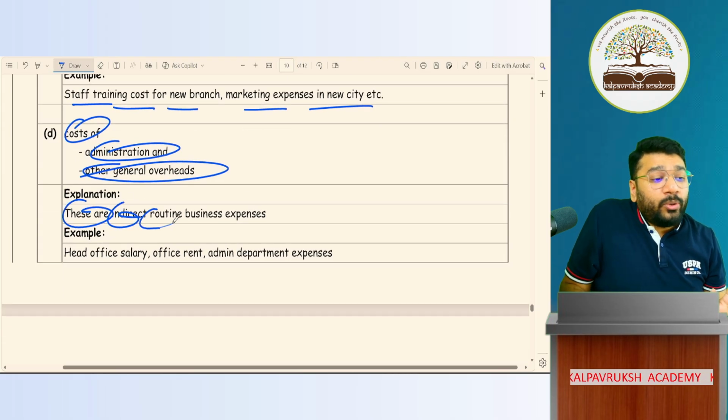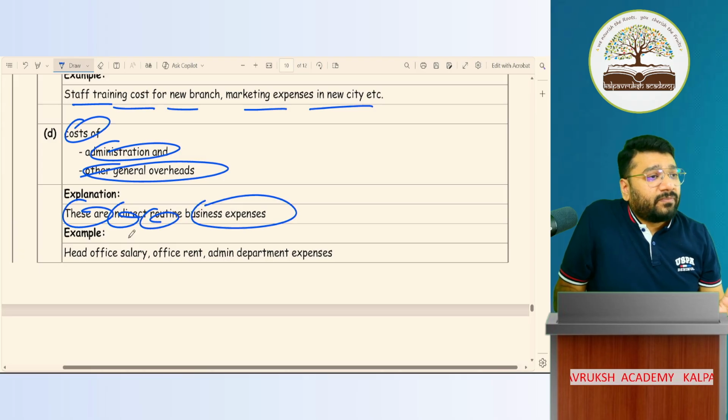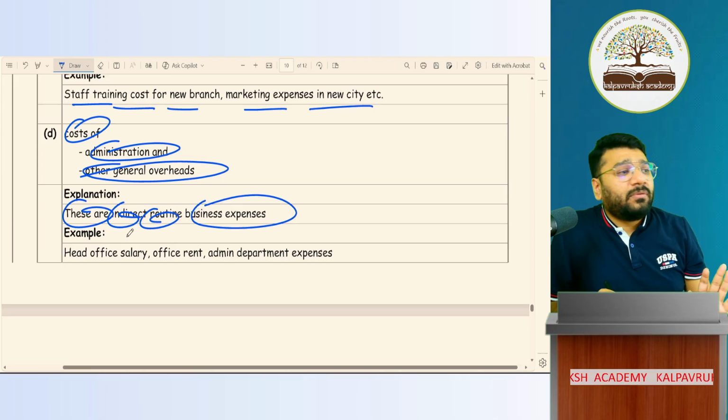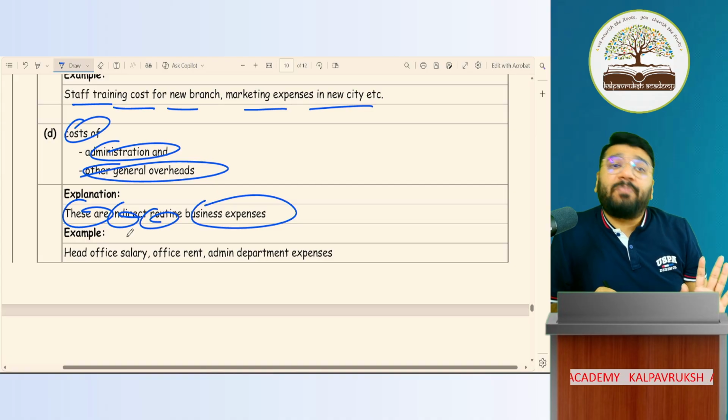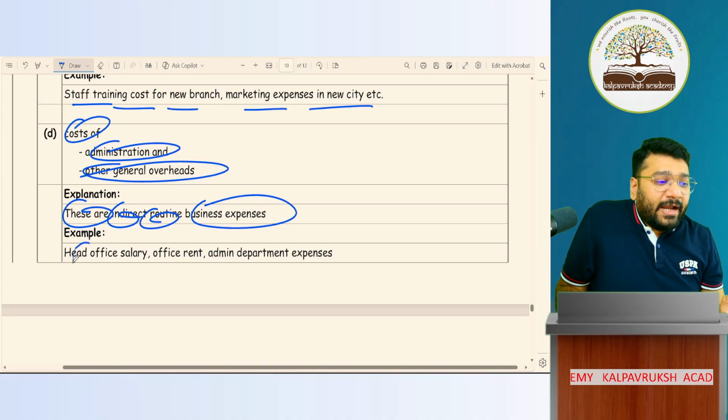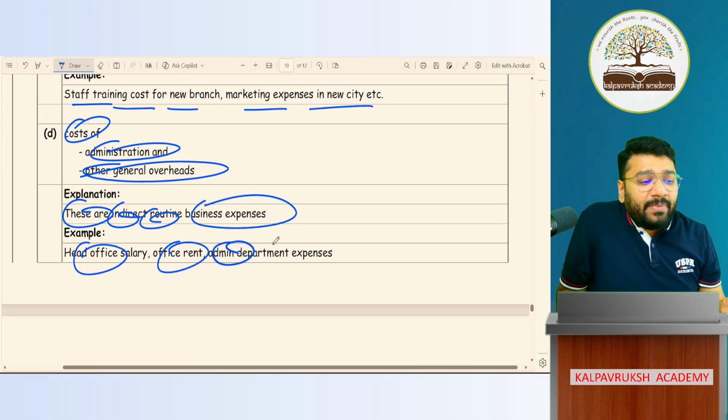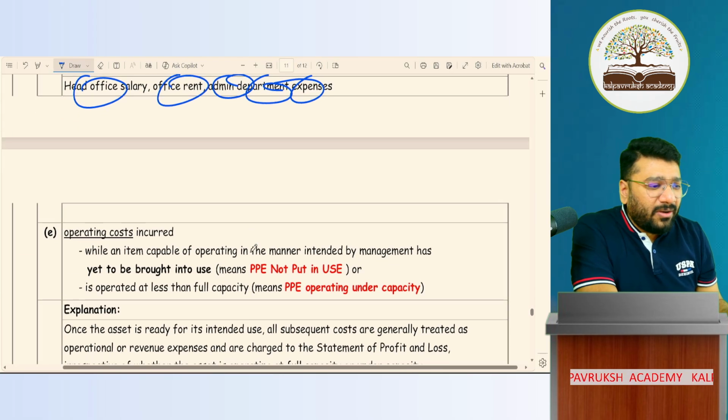These are indirect routine business expenditure. This is not required for the asset to be used for the intended purpose. So this will not be capitalized. Head office salary, office rent, admin department expenses, etc. Got it, not got it?